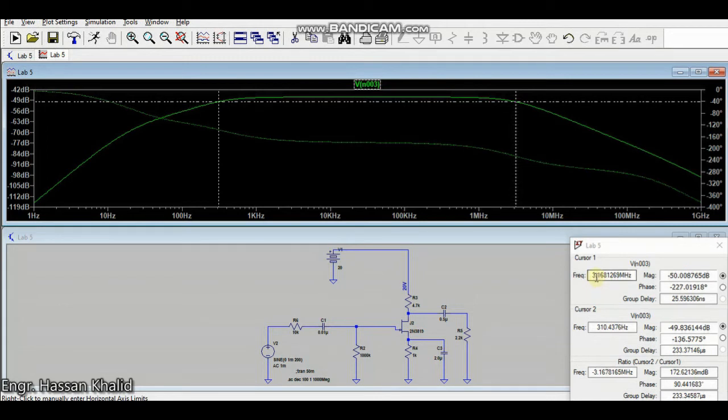The high frequency side is 3.168 megahertz, and the low side is 310 hertz. So if you take the difference, you will be easily able to find the total bandwidth of your system.